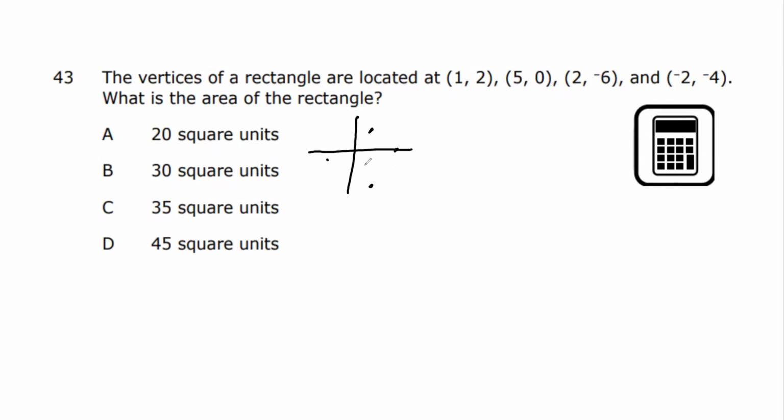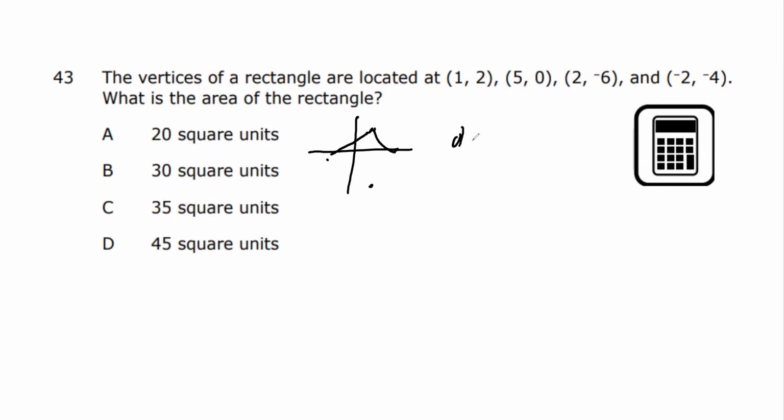You can't count the squares. You can't count the sides and then multiply them, length times width. So you've got to do the distance formula, and hopefully you remember the distance formula. I'm going to find the distance from here to here and from here to here and then multiply. It's going to get a little bit messy. So this is what makes this, to me, a high difficulty level problem.